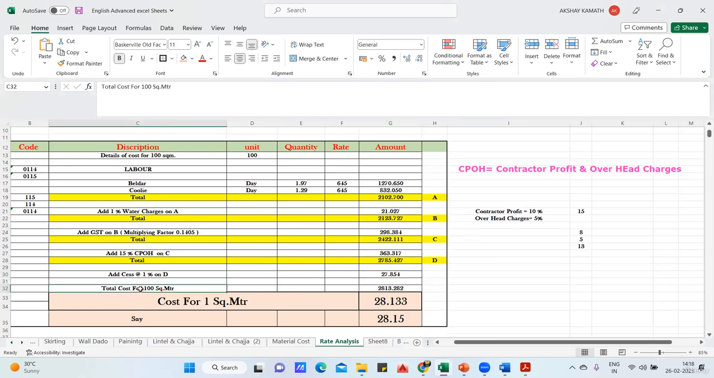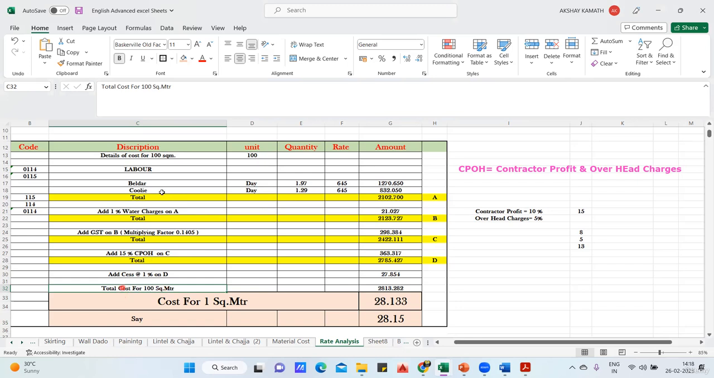So total cost now, everything is done. Water charges we added, GST we added, contractor profit and overhead charges we added, we added cess also. Is there anything else to be added? No, there is nothing, because you don't require any equipment. So equipment charges will not come here. Only labor is required for me to do my surface cleaning.